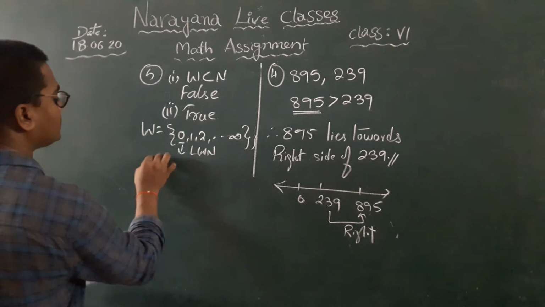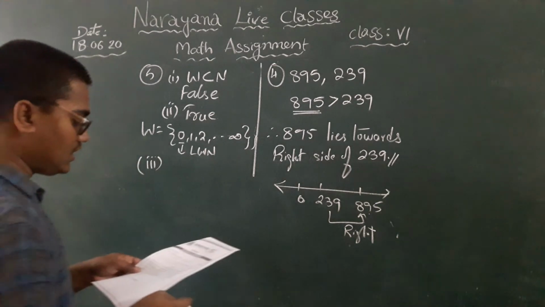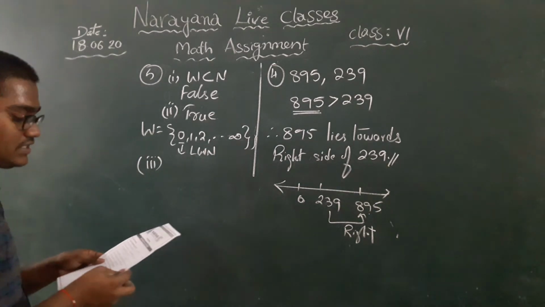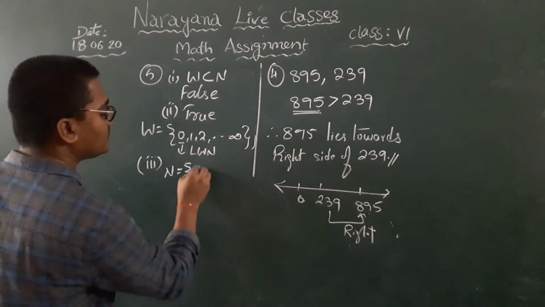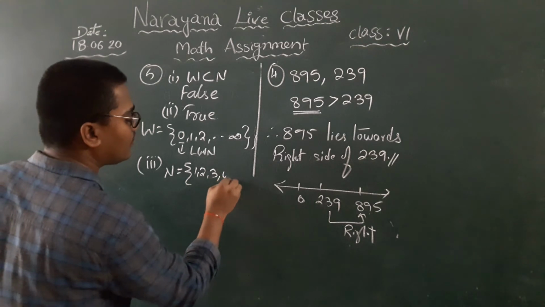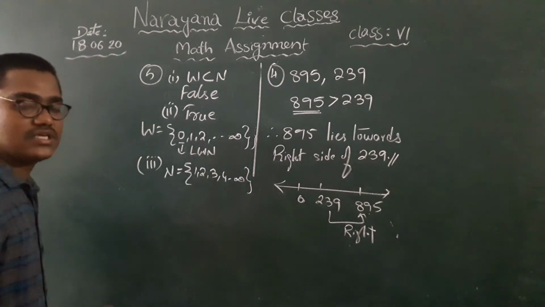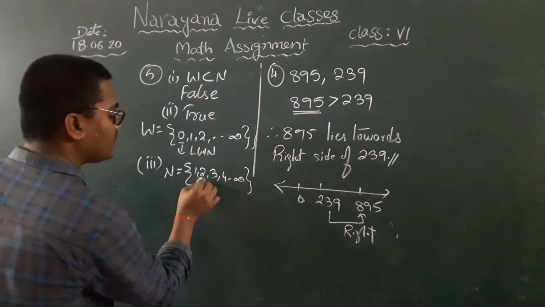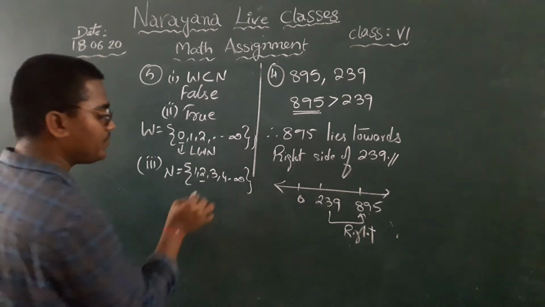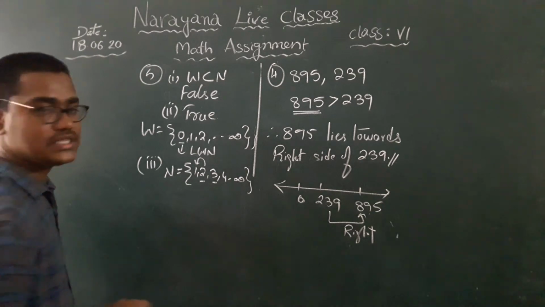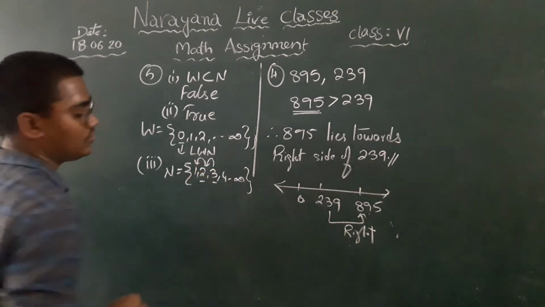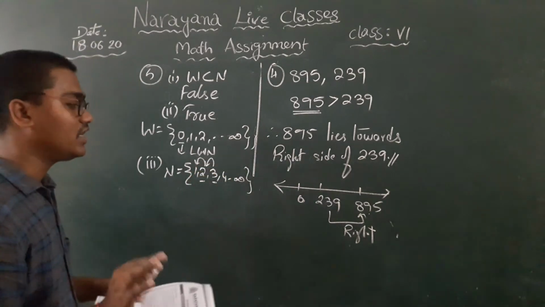Now coming to the third statement, children: there is a natural number that has no predecessor. First of all, write down all natural numbers. Natural numbers are nothing but 1, 2, 3, 4, and so on up to infinity. Now when you see the number 2, the predecessor of 2 is 1. When you take the number 3, the predecessor of 3 is 2. Yes, it is clear up to now.